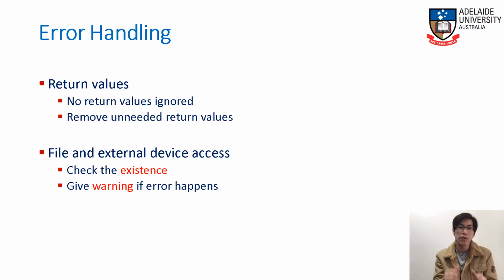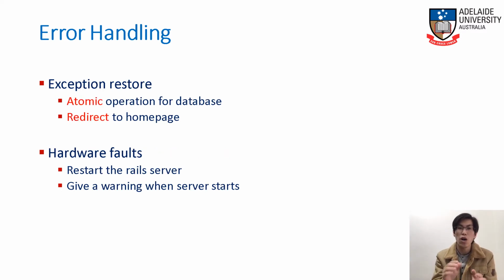In terms of error handling, we don't ignore any return values. If the return values are unneeded, they will be removed. For the files and external devices, the existence will be checked before accessing, and a warning will be given if error happens. Operations in the database are atomic, so if exceptions happen, the data won't be changed, and the current page will be redirected to the home page.